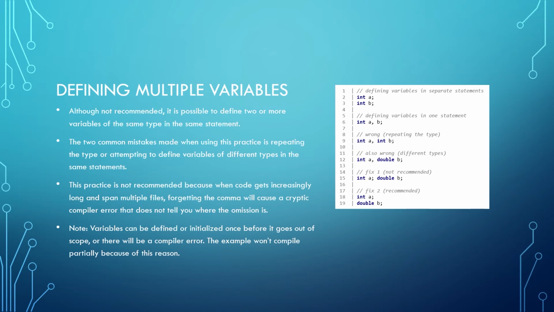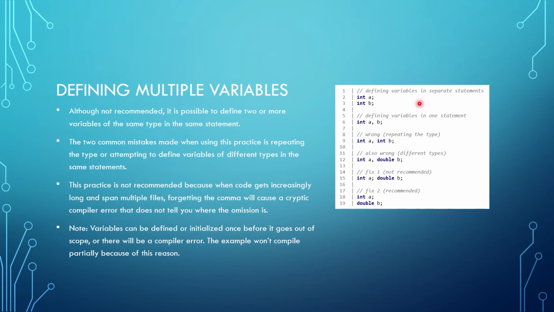Defining multiple variables. Although it's not recommended, it is possible to define 2 or more variables of the same type in the same statement. The 2 common mistakes when using this practice are repeating the type or attempting to define variables of different types in the same statement.